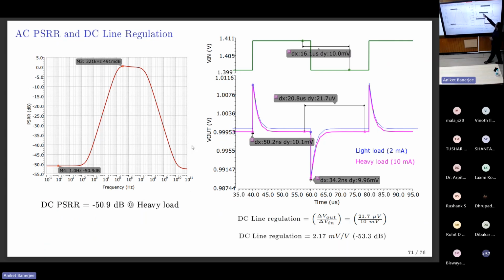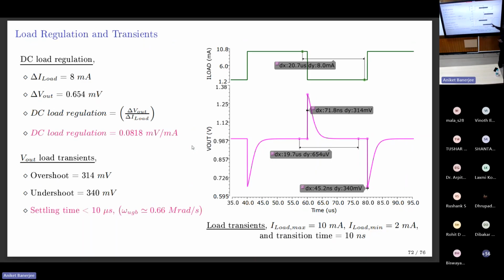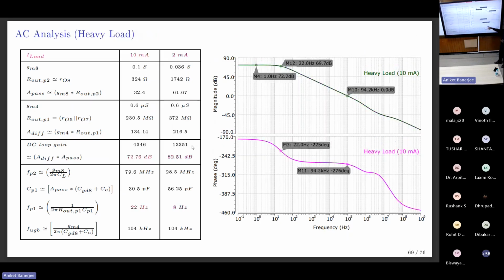First order response, first order transients. Any transient you give, the settling will be a first order, RC settling response. At 5 tau, you can see it settle to 99% of the value. This is load transient. Again, DC regulation is a function of output resistance and the loop gain. In this case, the loop gain is 4000 as against 1000 in the previous designs.